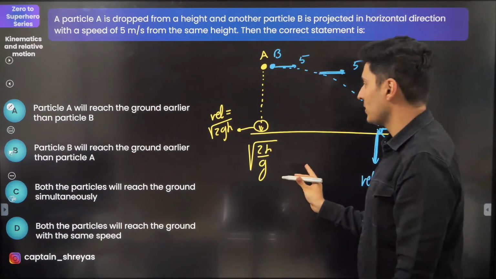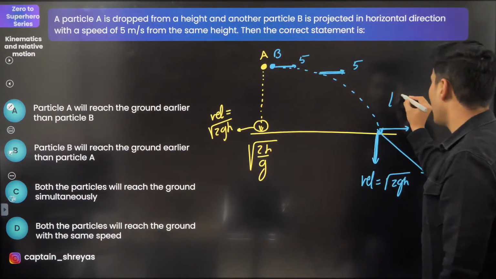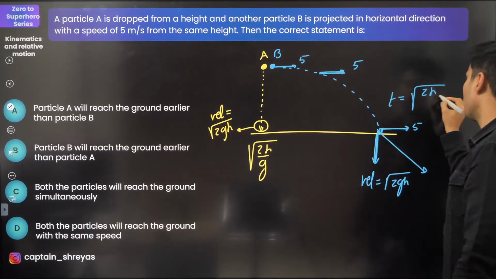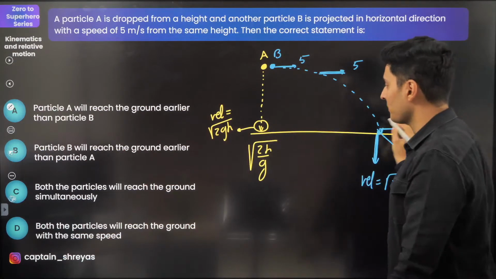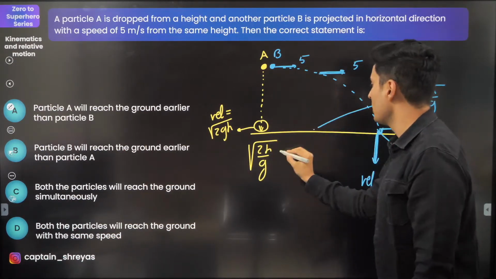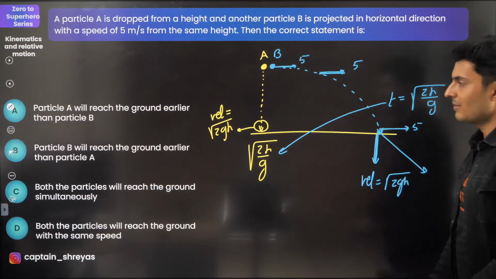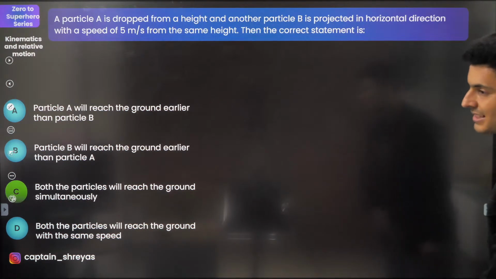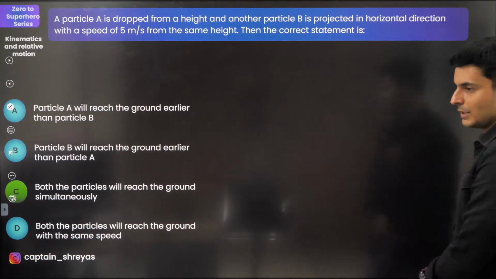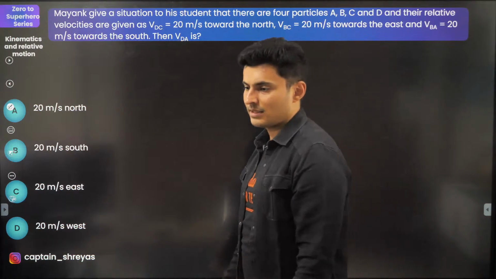So velocities are not same, but the time I had given you for this also is root of 2h by g. It is same. This is also time, this is also time. So you can see both the times are same. So hence the option is C. Simultaneously they will hit the ground. That's it.